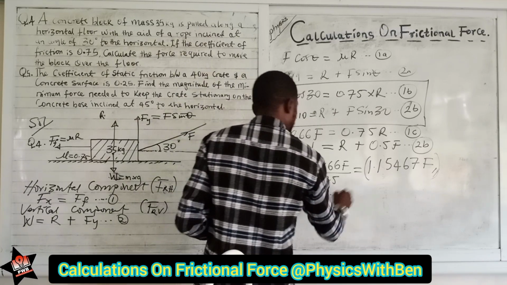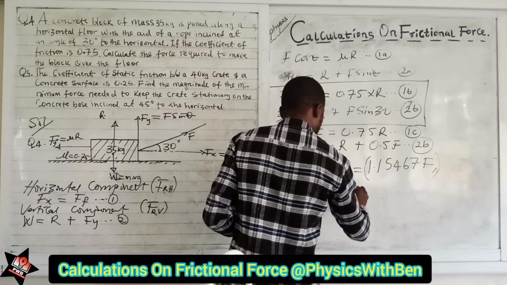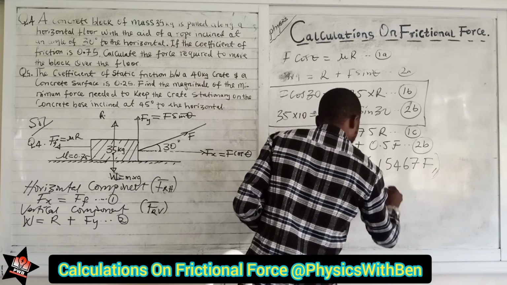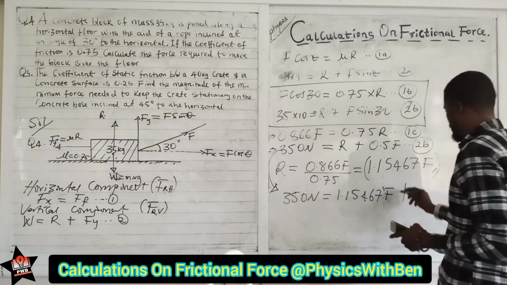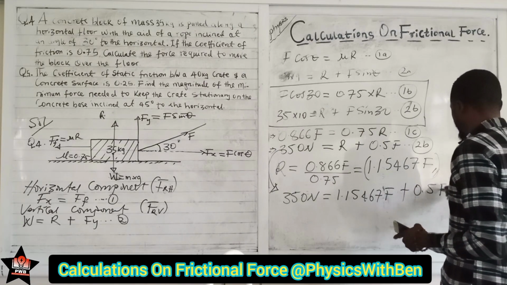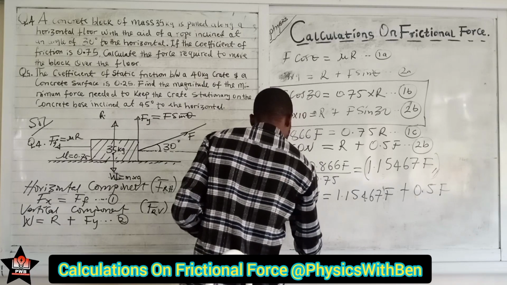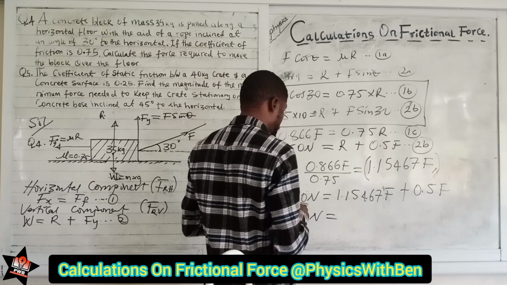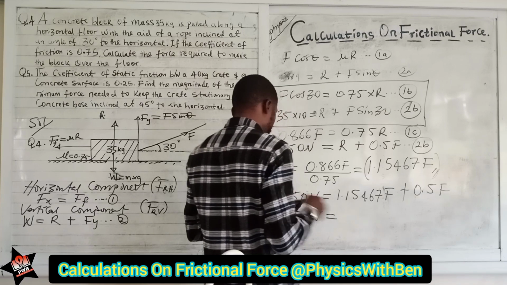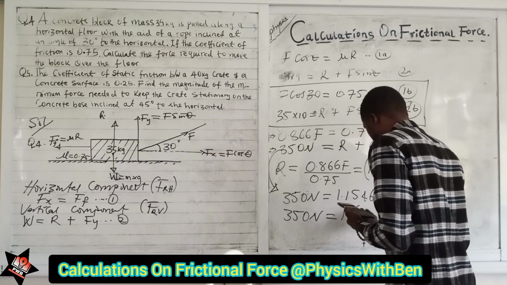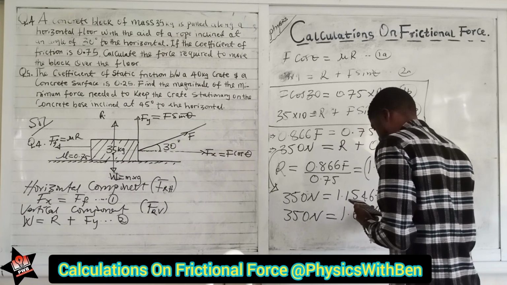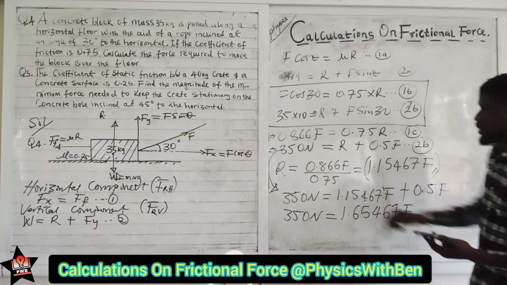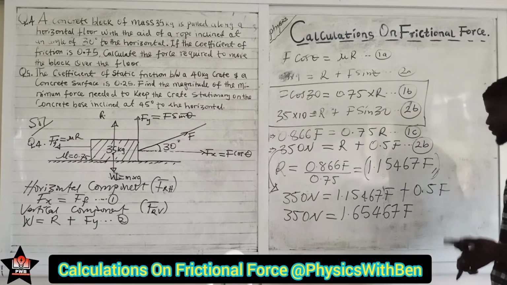So we write that we have 350 Newton is equal to 1.15467 F plus 0.5 F. So 350 Newton is equal to that answer plus 0.5, so we have 1.65467 F. So we now make F the subject of the formula.